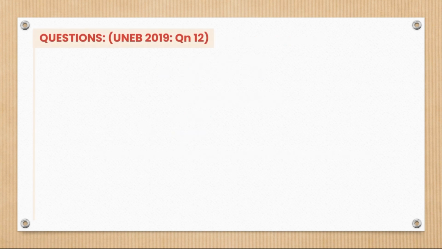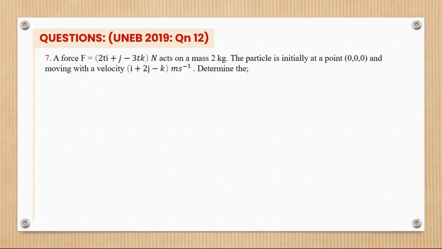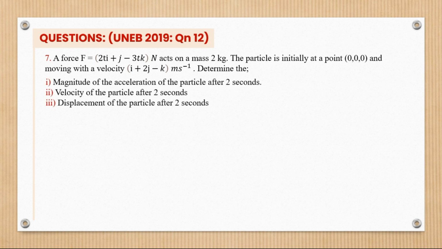Alright, so the next question is from UNEB 2019, and this was question 12. I've been told that a force F equal to 2ti plus j minus 3tk newtons acts on a mass of 2 kilograms. The particle is initially at a point 0, 0, 0 and moving with a velocity i plus 2j minus k meters per second. Determine the magnitude of the acceleration of the particle after 2 seconds. That is part 1. Part 2, the velocity of the particle after 2 seconds. Part 3, displacement of the particle after 2 seconds.